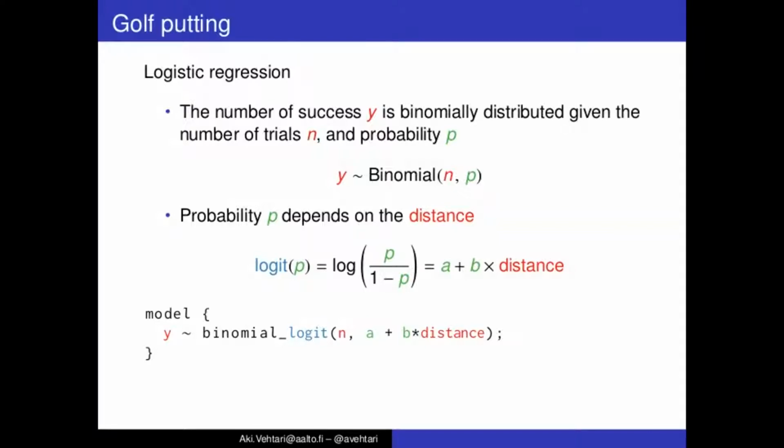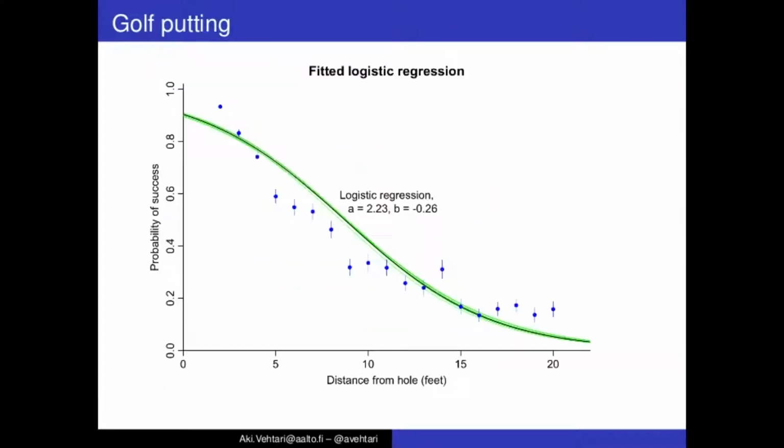And then STAN can do the inference for this, and we can look at the fit here. In this case, we see that yes, it did get something, but it's not a perfect fit.